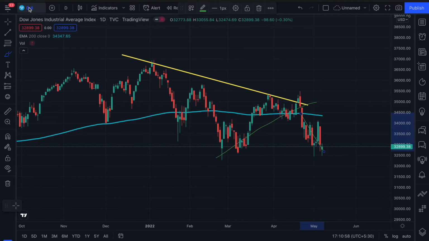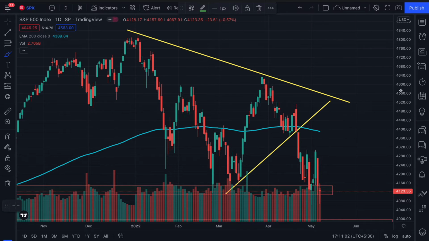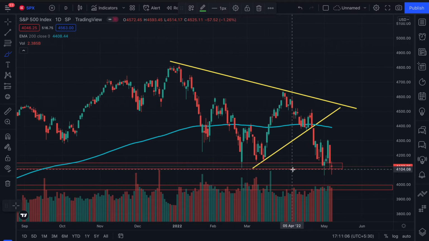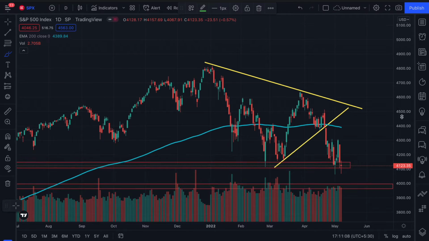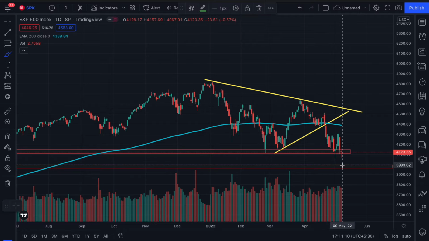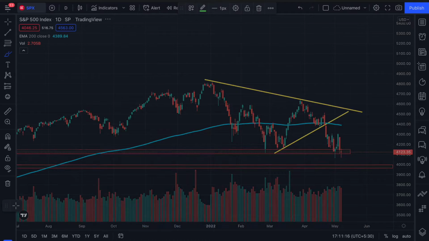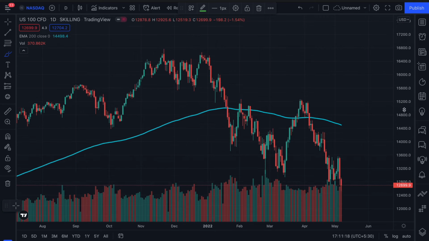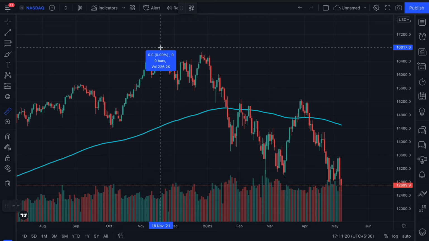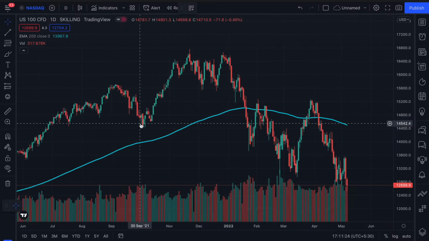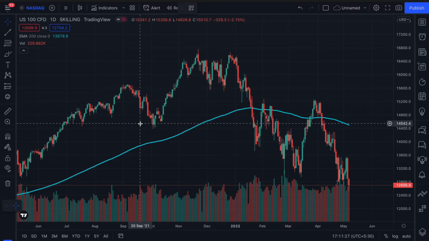Same was the case with the S&P 500. So here also we can have a look. This is also currently trading near a really important support area, which if broken should lead to further downfall to about the 4,000 mark here. Have a look at the Nasdaq. That is also really weak, right? Here it has corrected almost 25% from its all-time high. So these are not looking great as of now, right?